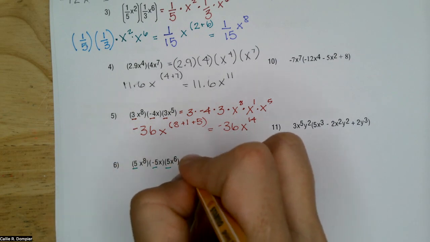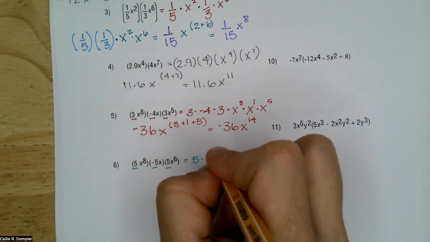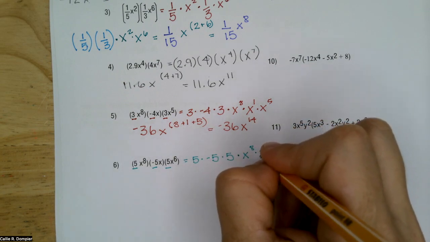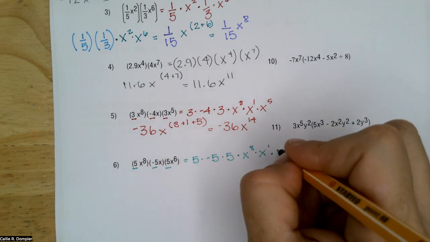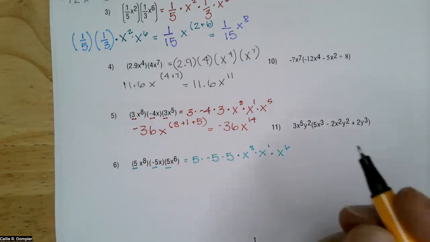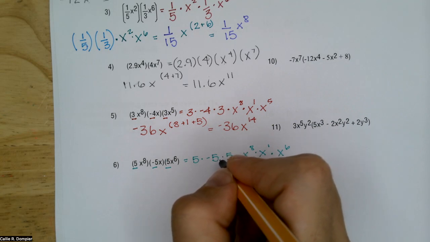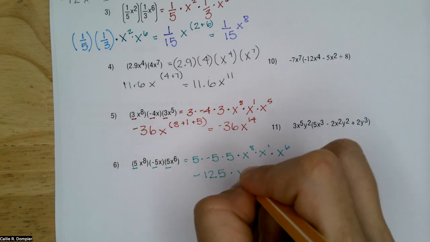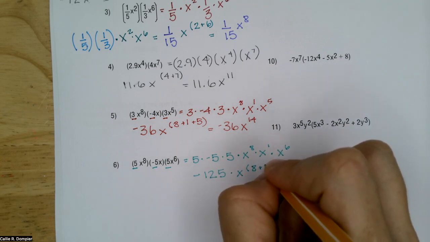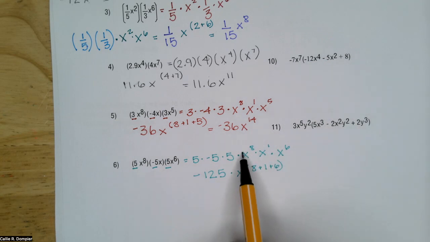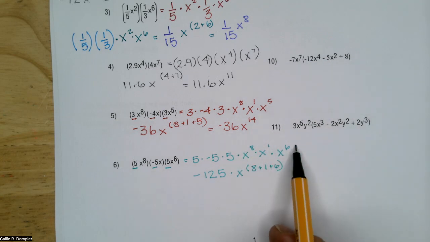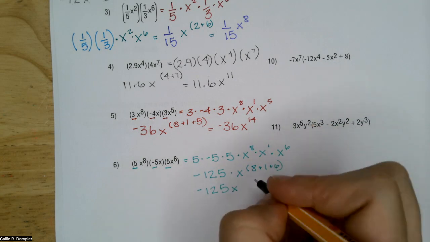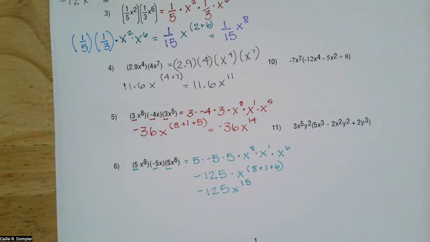Here's another one, looks very similar. 5 times negative 5 times 5 times x to the 8th times x to the 1st. I'm just going to say so that I can add it faster and don't forget it. 5 times negative 5 is negative 25. Negative 25 times 5 is negative 125. X to the power of 8 and 1 and 6, because when you are multiplying the bases, they're all the same. You just add the exponents. Negative 125 x to the 15th. So like almost the same problem.